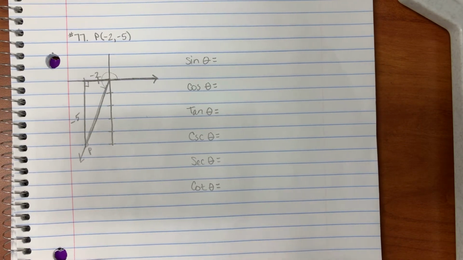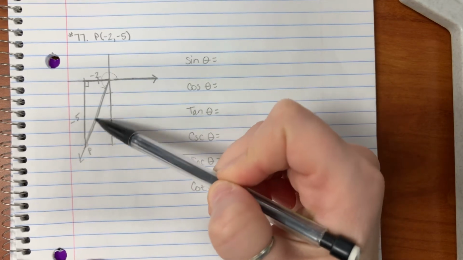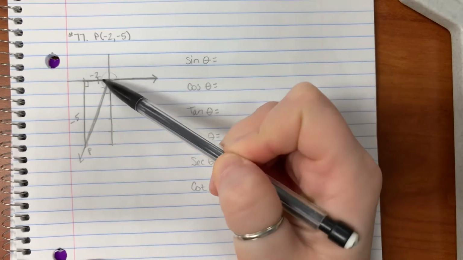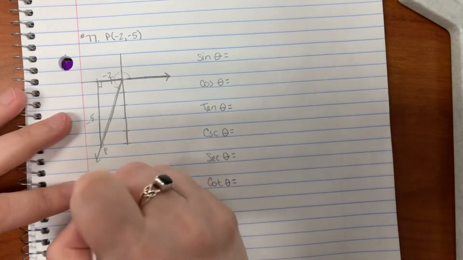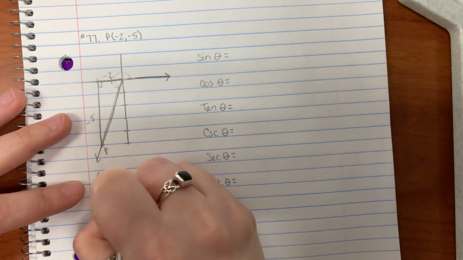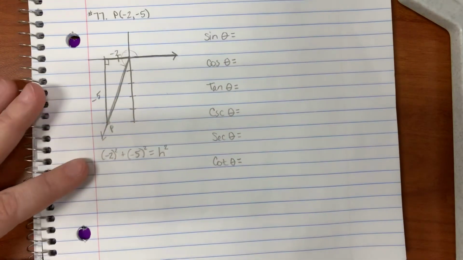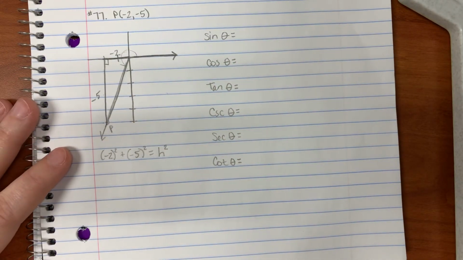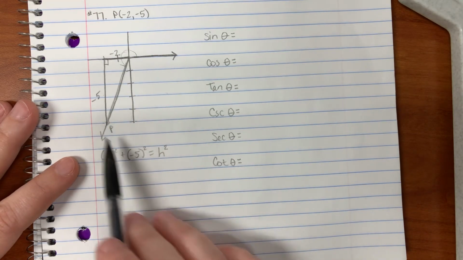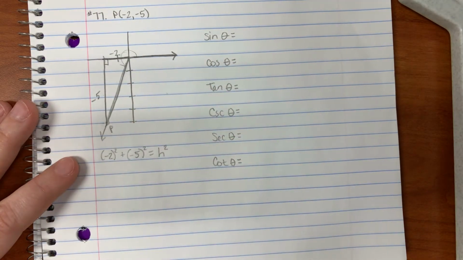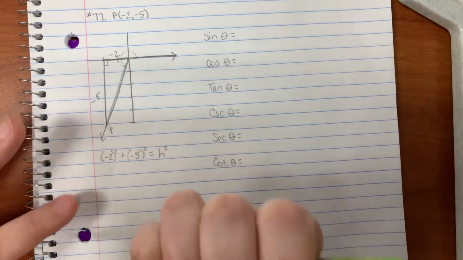So remember earlier I did an example where I said if I know what these two sides are, I can find that third side just using the Pythagorean theorem. So that's what I'm going to do here. I already know that that's -2 and that's -5. So I'm going to say -2 squared plus -5 squared equals my hypotenuse squared, right? Don't forget that it's squared. You could also call this r because that really is the radius of your circle if you're talking about a circle, right?